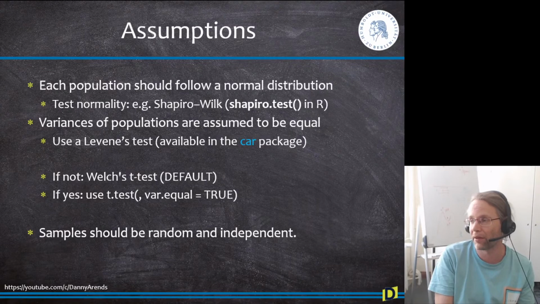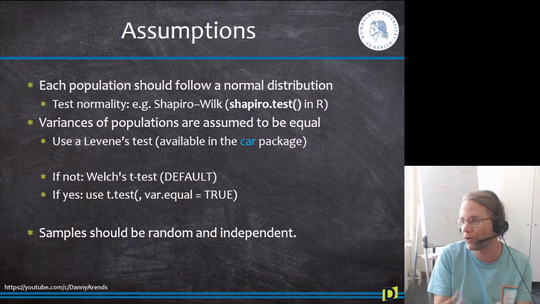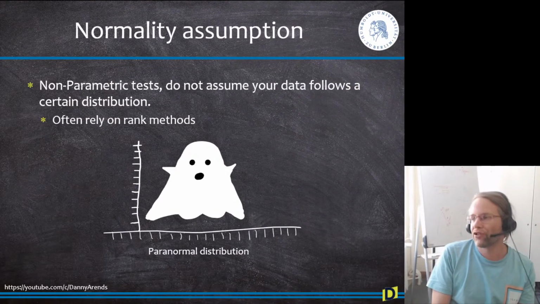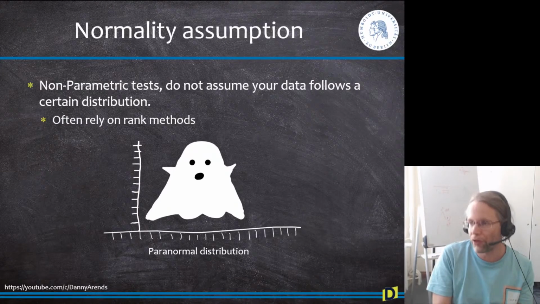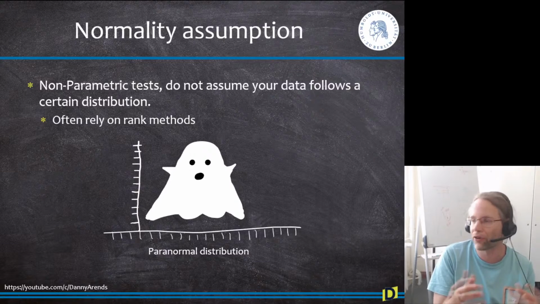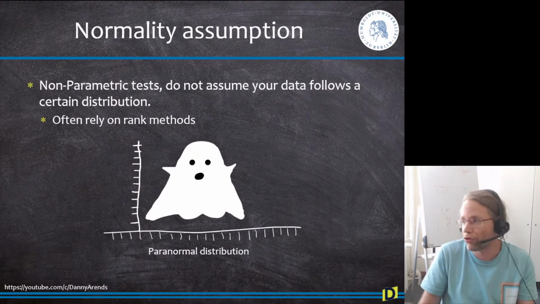And the independence is the same thing, because if you are related to someone else genetically, then your phenotypes are also very similar to each other. So it's easier to find significant effects. So this normality assumption, to come back to the first assumption, right? Your data in a t-test should be a normal distribution, not just the one group, but also the other group. If your normality assumption does not hold, then you should switch to a non-parametric test, because a non-parametric test does not assume your data follows a certain distribution. And often these methods rely on rank methods, right? So instead of a normal distribution, you have some kind of weird paranormal distribution, which is not normal, but close to normal, but it's not, right?